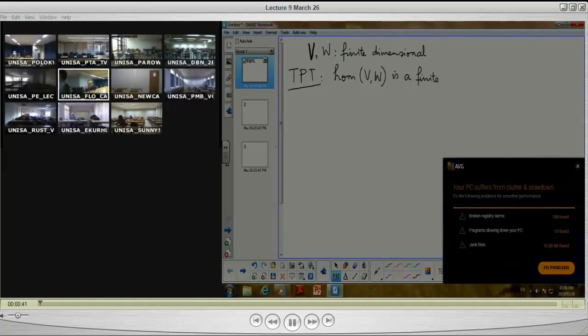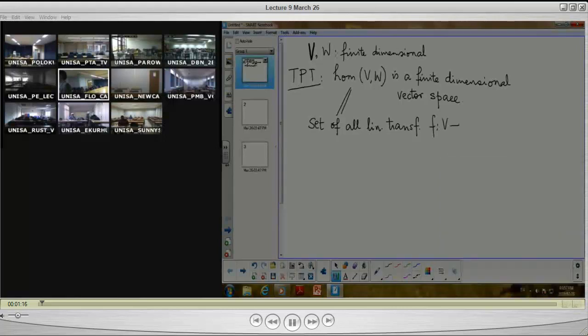Wait, what? I'm not sure that with the additional multiplication, defined inclusion is a finite dimensional vector space. So isn't Hom VW a linear transformation? No. Hom VW is the set of all linear transformations. So how can a linear transformation be a vector space? Wait. So it is a set of linear transformations from V to W. It is not a single linear transformation.